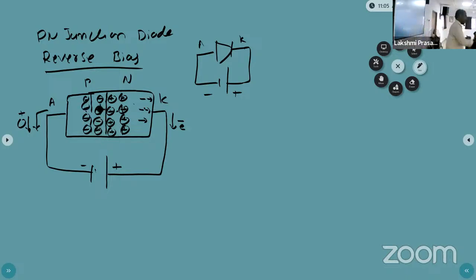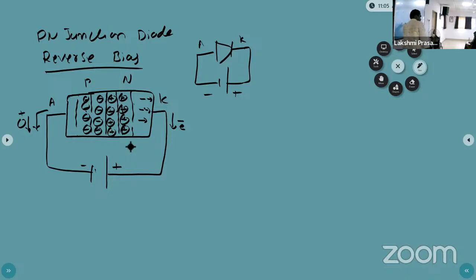Okay, now again we increase the battery voltage to some level, then what will happen? Still the junction width increases. This shows the initial barrier width.